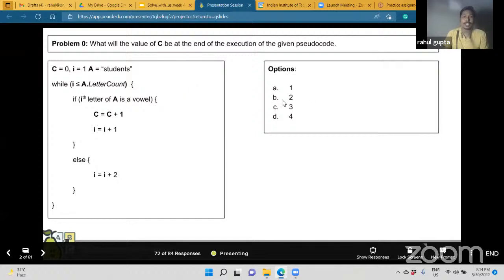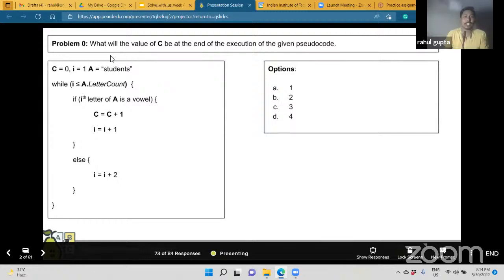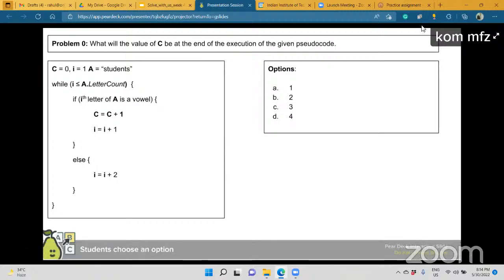Okay, who has chosen B? Me, sir. Yeah, Aditya. It's time to discuss. Why did you choose B? Because in the word student there are 2 vowels, right? So if we process, the third letter U is the vowel letter. Then we increase the C, right? Am I right, sir?